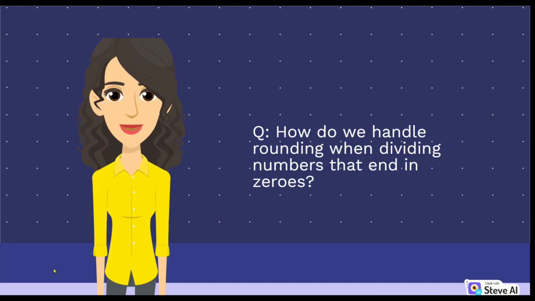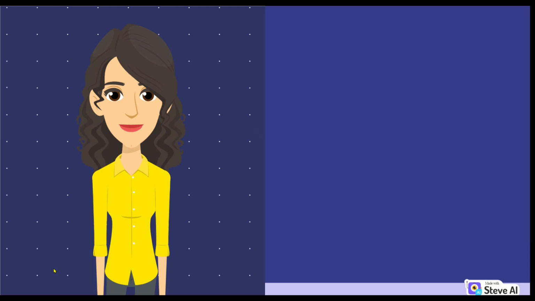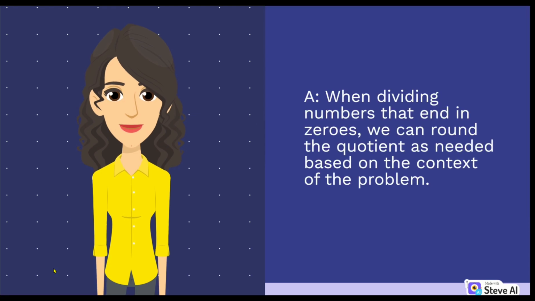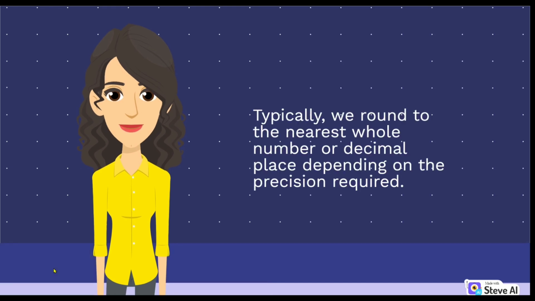Q. How do we handle rounding when dividing numbers that end in zeros? A. When dividing numbers that end in zeros, we can round the quotient as needed based on the context of the problem. Typically, we round to the nearest whole number or decimal place depending on the precision required.